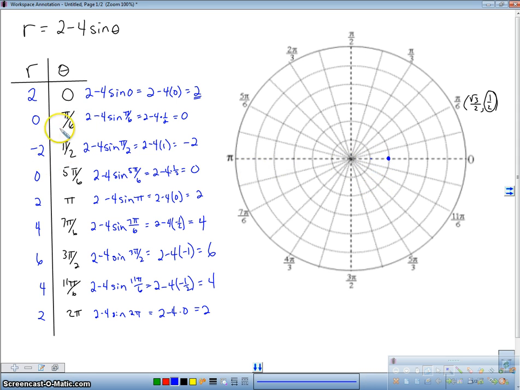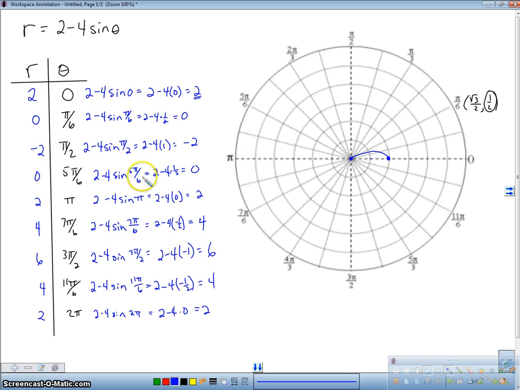Theta's pi over 6, go to 0. So here's pi over 6. A radius of 0 is always going to be right here at the origin. It has no radius. Remember that from point to point, we're going counterclockwise. So we're going to go here, and we're going to come back like that. Then we're going to go to our next point.